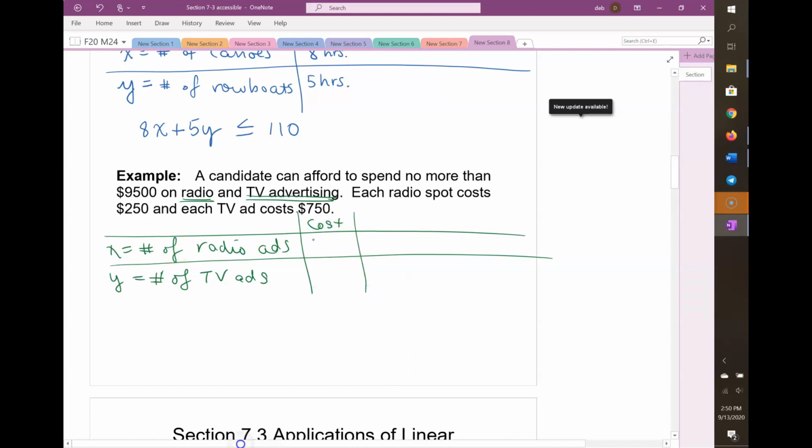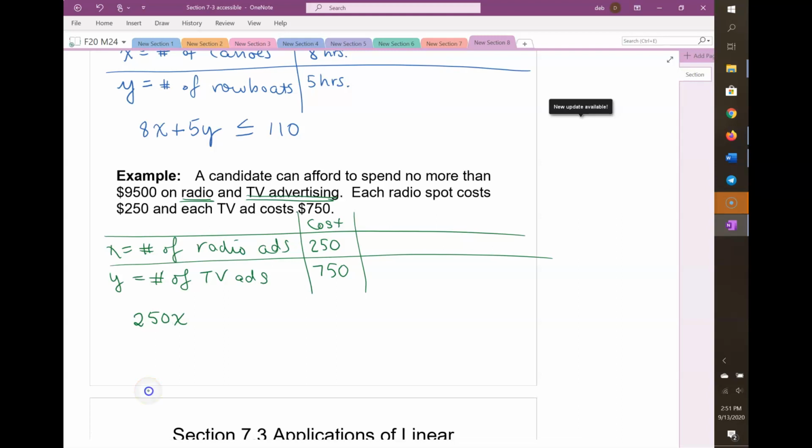And radio ads are $250. TV ads are $750. So now start looking for patterns here, because if it's $250 for each ad, and we have x radio ads, then 250x gives you the total cost for all of the radio ads.